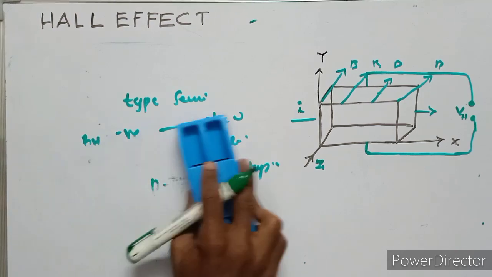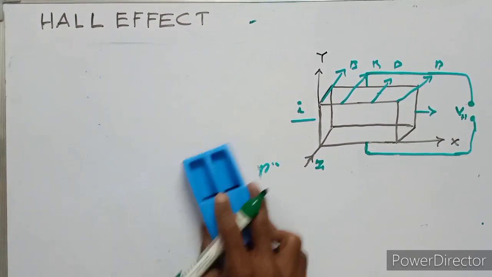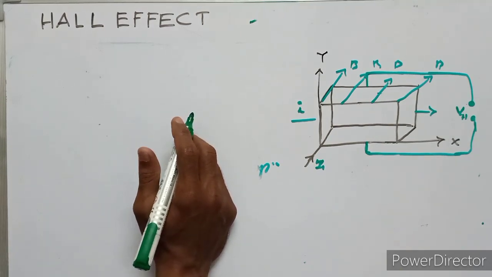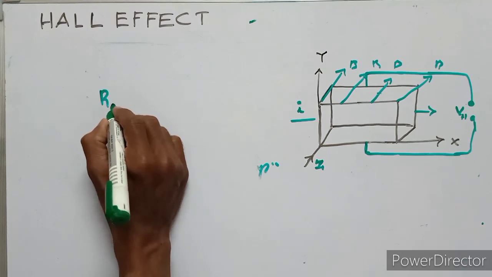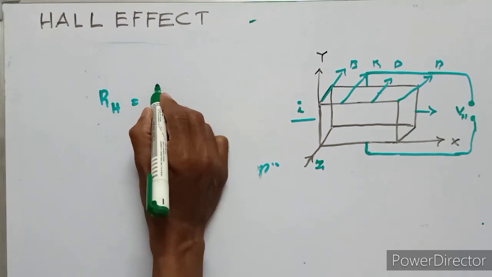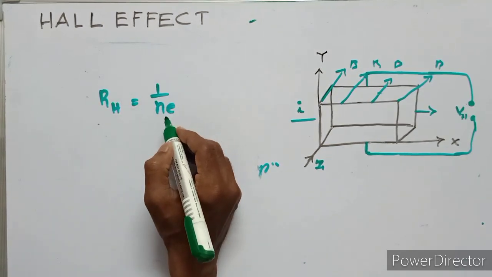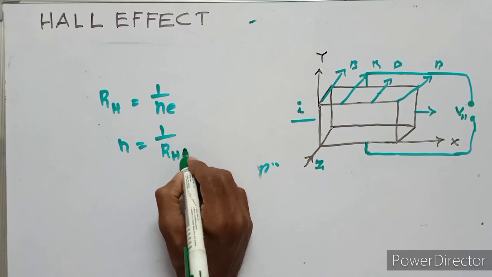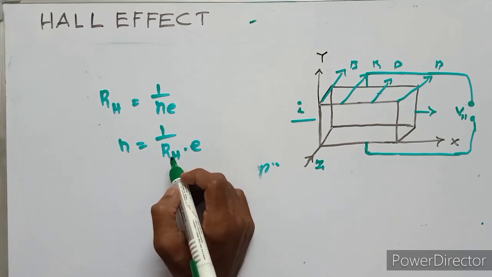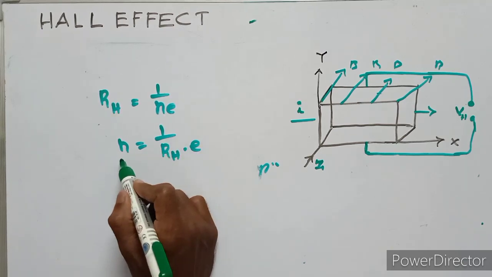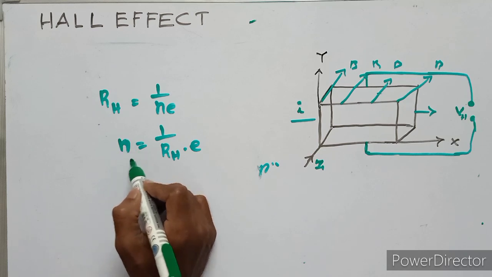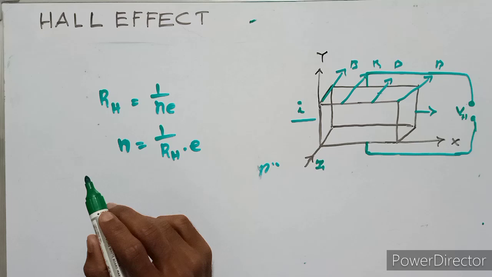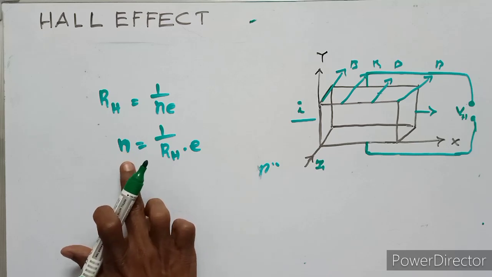Next, calculate the carrier concentration from the experimental Hall coefficient R_H. This is 1 upon n e. So n is equal to 1 upon R_H e. Here n is the carrier concentration. Charge carrier concentration means the number of charge carriers.